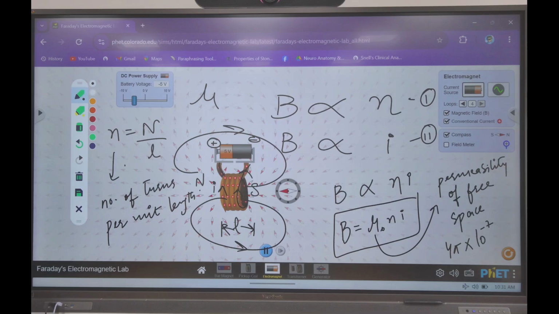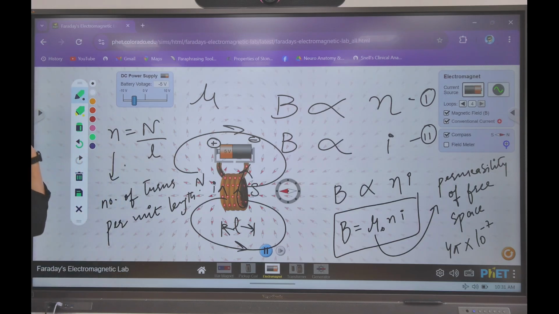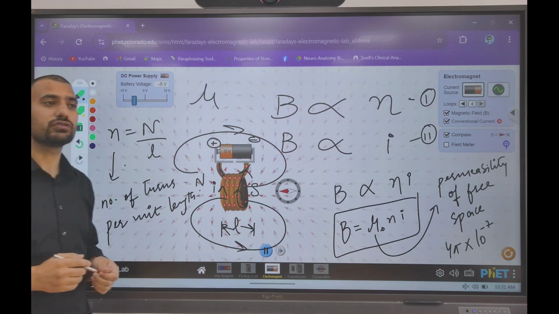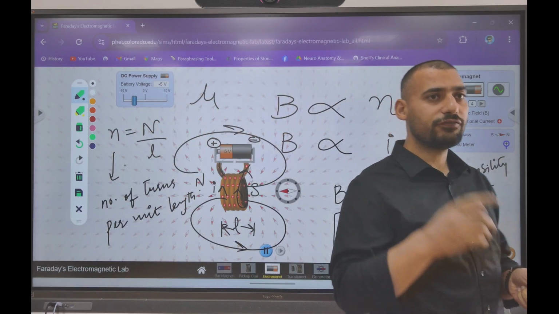Is it clear? Yes? So this is one of the applications of Faraday's concept. Now one more concept, one more beautiful concept. Have you seen your iPhone chargers? Yes.